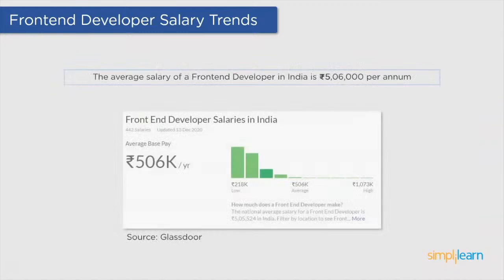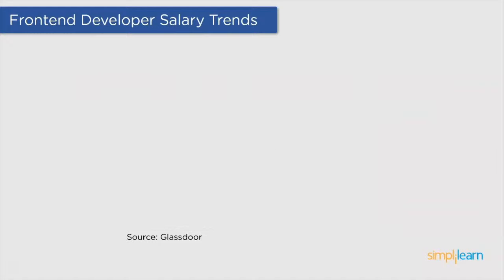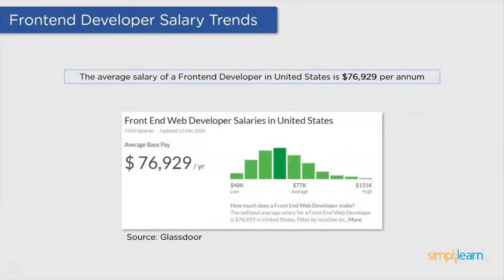The average salary of a front-end developer in India is 5,06,000 rupees per annum. The average salary of a front-end developer in the United States is $76,929 per annum. There you go.